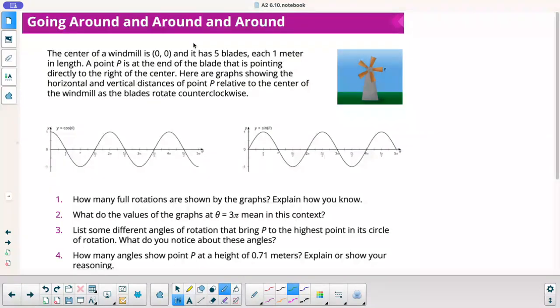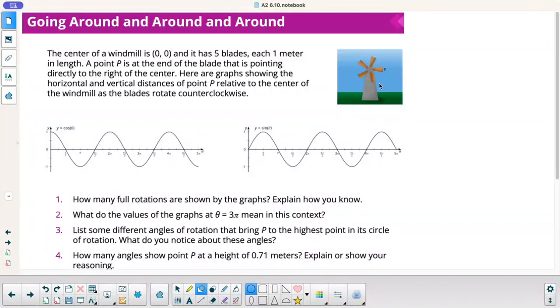All right. Gives us a nice little picture here of a windmill. It says the center of a windmill is at (0, 0), and it has 5 blades, each 1 meter in length. A point P is at the end of the blade that is pointing directly to the right of the center. Here are the graphs showing the horizontal and vertical distances of point P relative to the center of the windmill as the blade rotates counterclockwise.